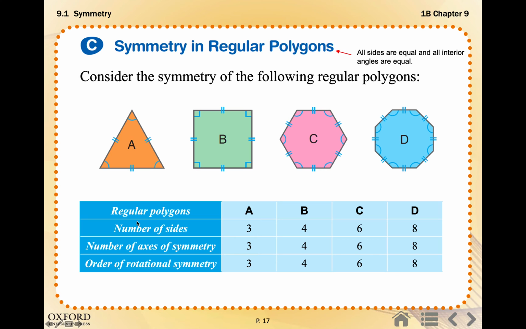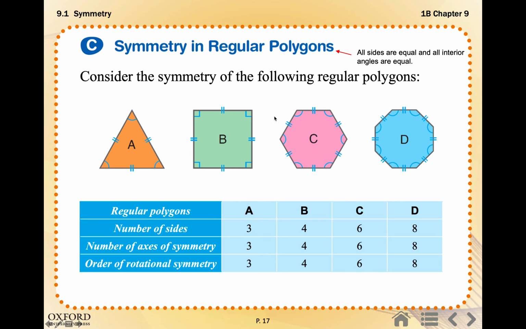You just need to count the number of sides of the figure, which is 3, 4, 6, and 8. Then it's very easy to remember how to count the number of axes of symmetry. It is equal to the number of sides. Also, what is the order of rotational symmetry? Also the same as the number of sides. Also 3, 4, 6, and 8. I think it's easy to remember for the regular polygons.